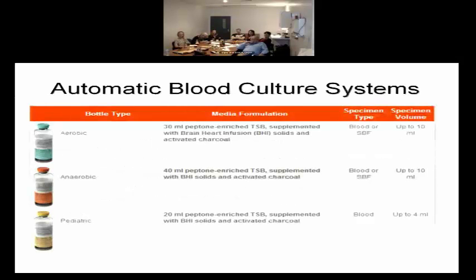So here in the hospital, blood samples from patients are collected into aerobic, anaerobic, or pediatric culture bottles, which are used for young or hard-to-bleed patients, and are similar to the ones depicted here. The bottles are then placed into an automatic blood culture machine, like this one.